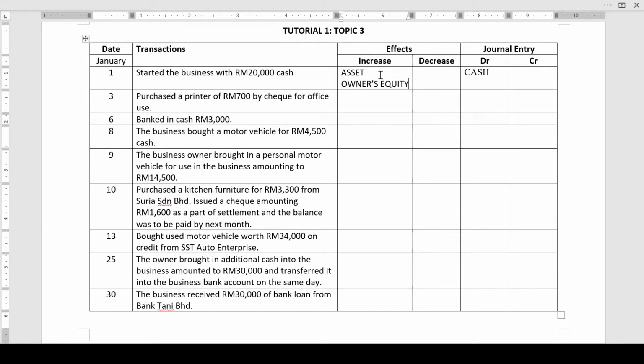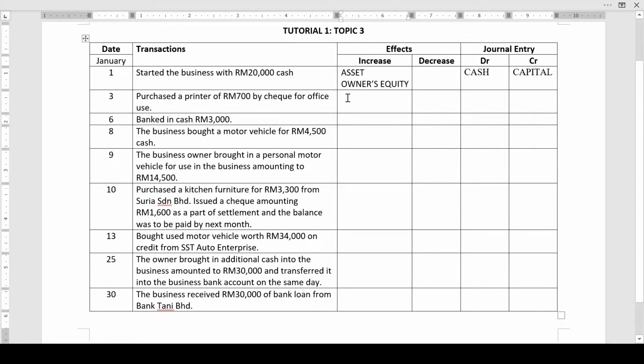Whenever there is an increase in owner's equity, what should we do? We debit or we credit? We credit. But which owner's equity account is to be credited? Capital. Any contribution made by the owner, we record in the capital account. This capital is part of owner's equity, so it increases the owner's equity account. So when you prepare the journal entry, you credit. Next.